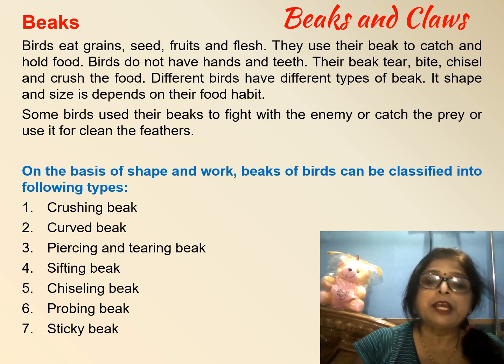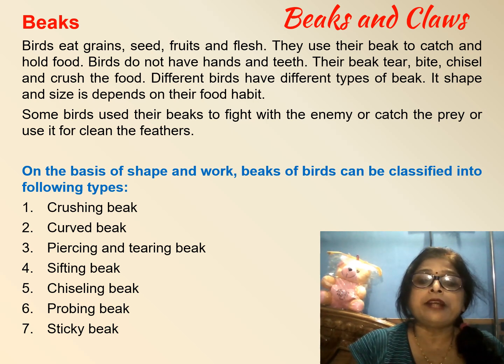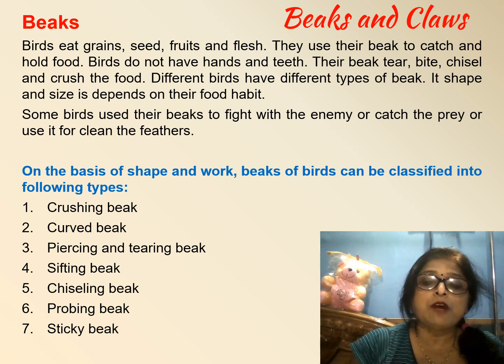On the basis of shape and work, beaks of birds can be classified into the following types. Means there are different types of beaks. I am going to give the revision of such beaks. First one, crushing beak, curved beak, piercing and tearing beak, sifting beak, chiseling beak, probing beak, sticky beak. The functions of different types of beaks are different. Birds use such different beaks to do different types of work.